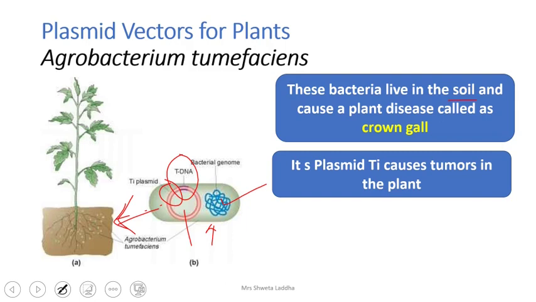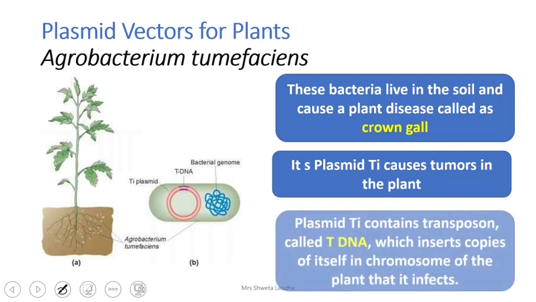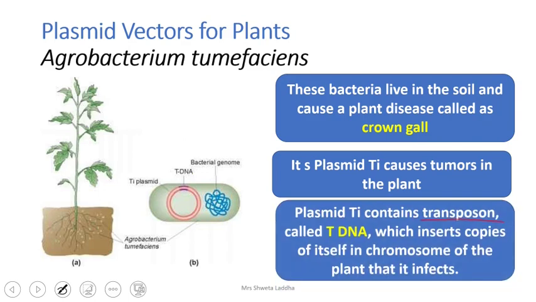This tDNA leaves the plasmid of the bacteria and enters into the plant cell, and then it causes tumors in the plant. It causes some disease condition in the plant. So this transposon, that is the tDNA, will make many copies of itself into the chromosomes of the plant. In the next picture, I'll show you this procedure.